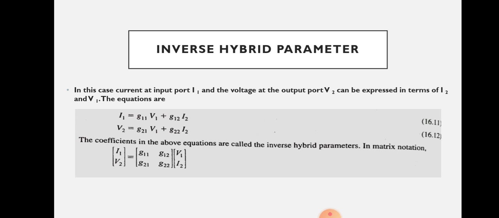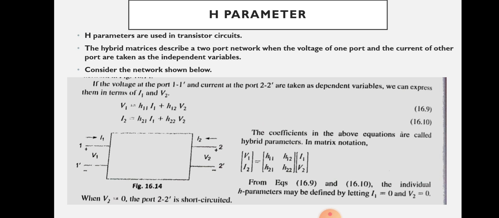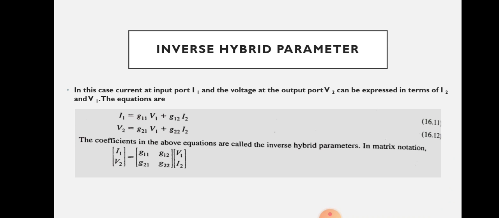Next, we go to the topic of the inverse hybrid parameter. In the previous case, we represented the port 1 voltage and port 2 current. In the inverse parameter, we take port 1 current and port 2 voltage. That is the difference. Here, the current at the input port I1 and the voltage at the output port V2 are expressed in terms of V1 and I2. So I1 is represented by G11 V1 plus G12 I2, and V2 is represented by G21 V1 plus G22 I2. This is the equation.